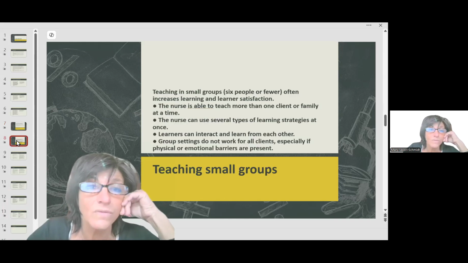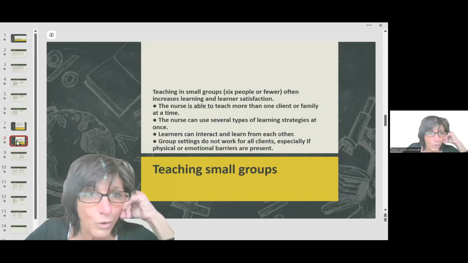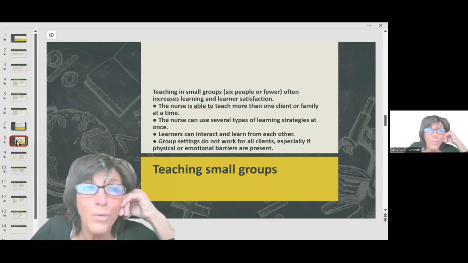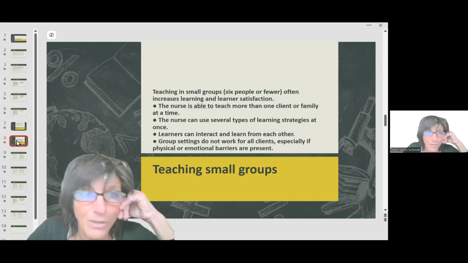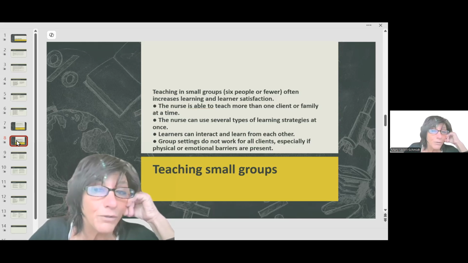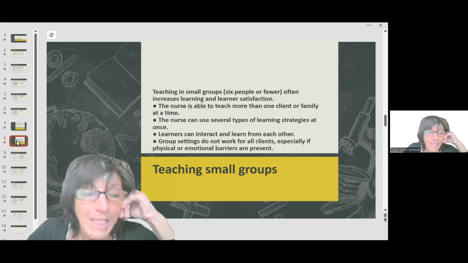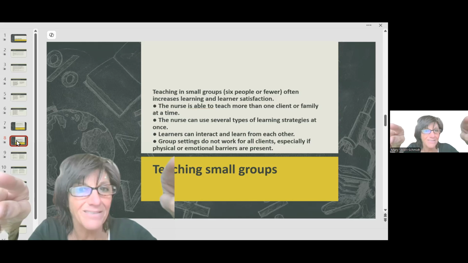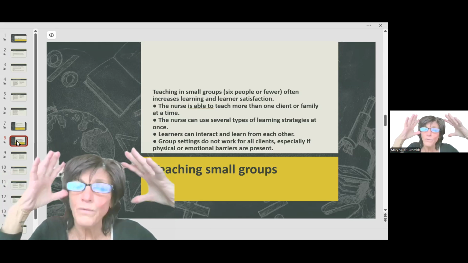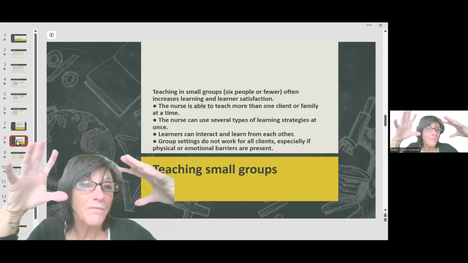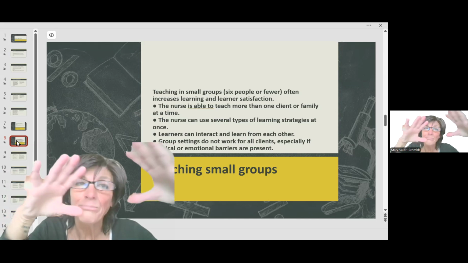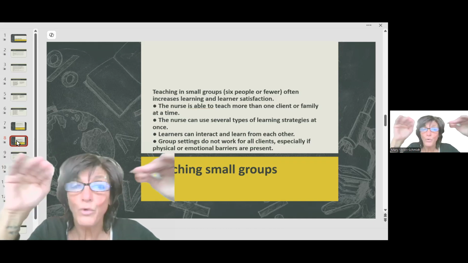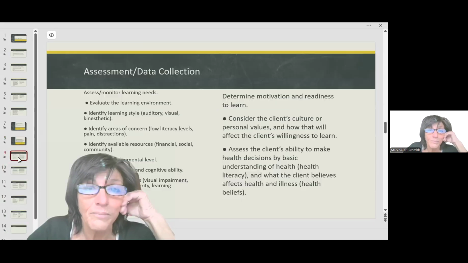To achieve your goals. When you're teaching a small group, 6 people or less, usually it's better. You can teach more than one client or family at a time, so it saves your time. And you can use different types of strategies at once. And the learners can interact and learn from each other, like I tell you guys, right? Group settings don't work for everybody. If there's some kind of a physical or emotional barrier, probably not best done in a group, probably best one-on-one. Otherwise, group settings really do work.